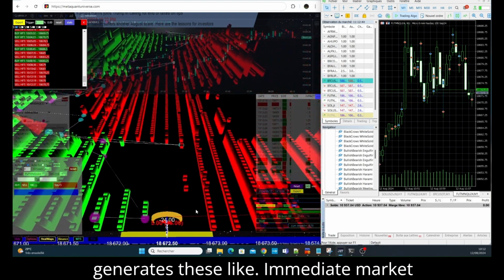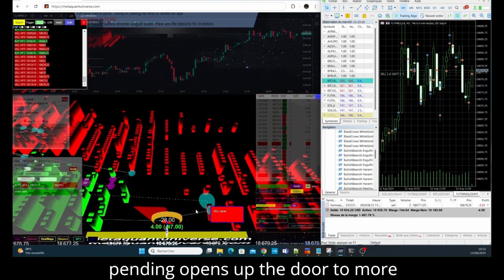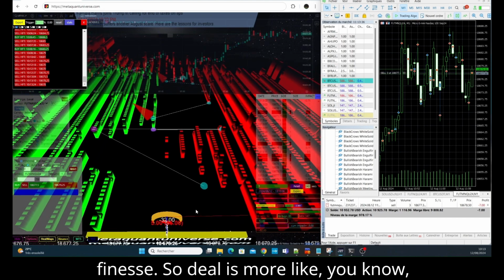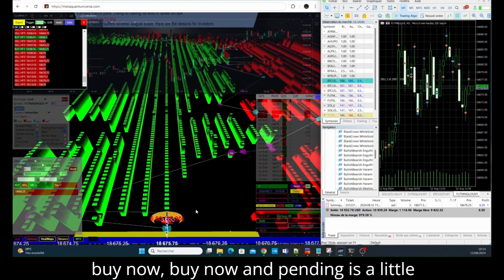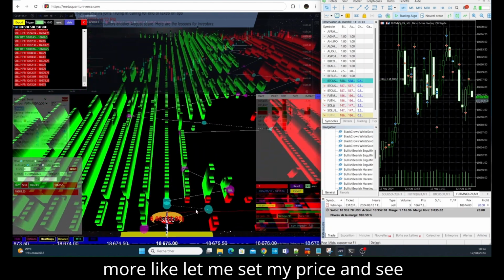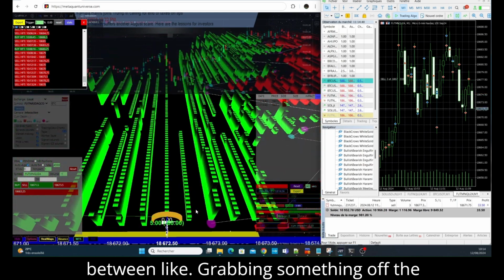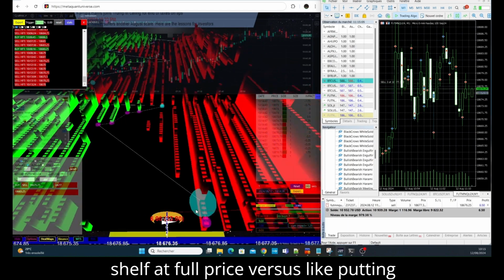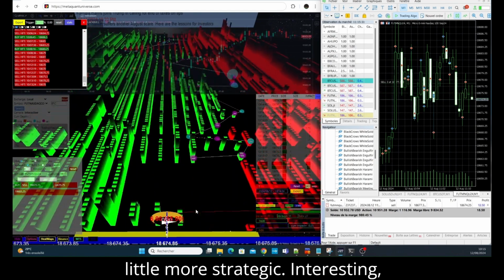Deal generates these immediate market orders, right now. Right. But pending opens up the door to more strategic limit orders, a little more finesse. So deal is more like, buy now. And pending is a little more like, let me set my price and see what happens. Exactly. Like the difference between grabbing something off the shelf at full price versus putting in a bid at an auction, a little more strategic.